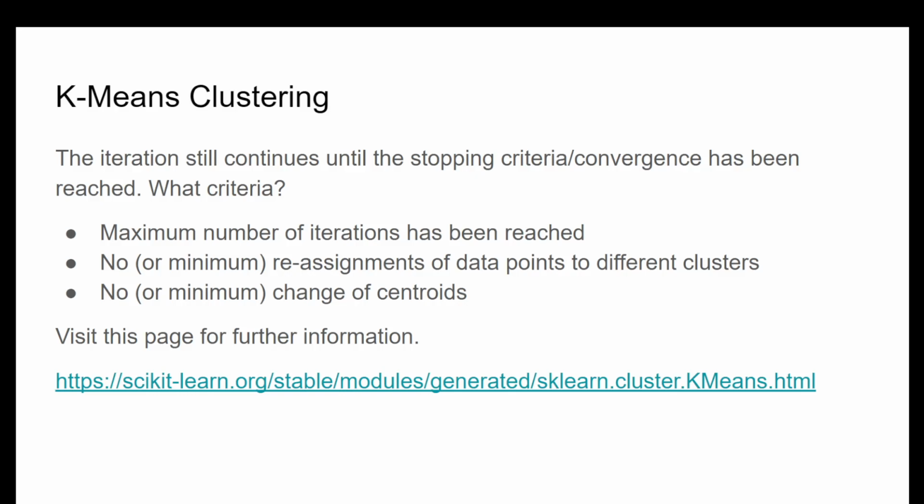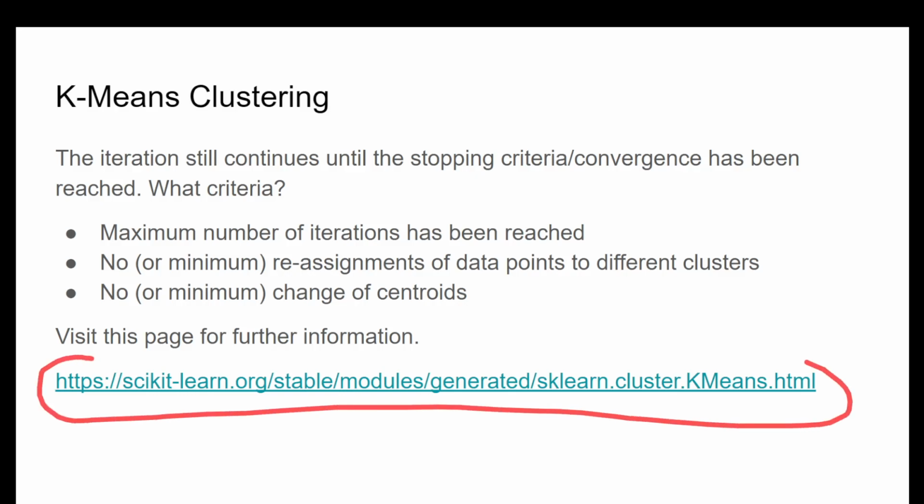You can see in this link over here, it is basically the documentation of sklearn k-means. There is this parameter called max iter, which is basically to specify the maximum number of iterations. The next one is no or minimum reassignment, because we cannot assure that every problem can get pure no reassignments. So no or minimum reassignment of data points to different clusters. And the next one is no change of centroids as well. So that's the stopping criteria for k-means.